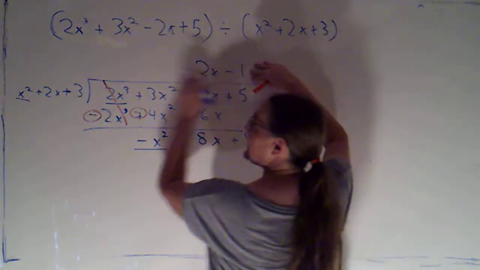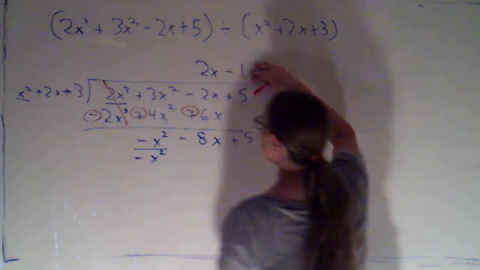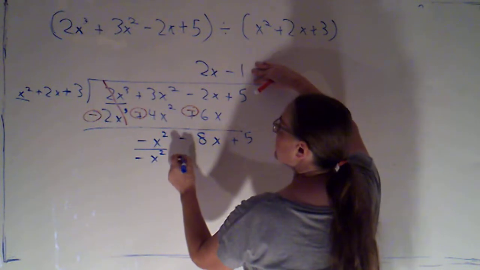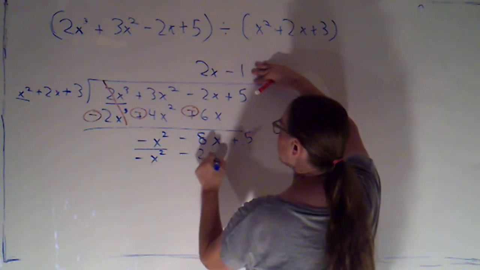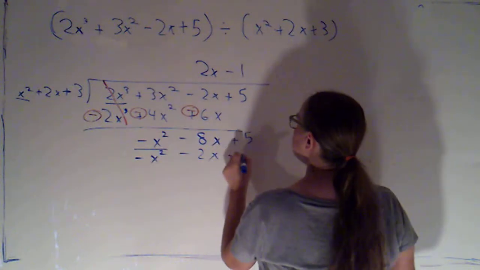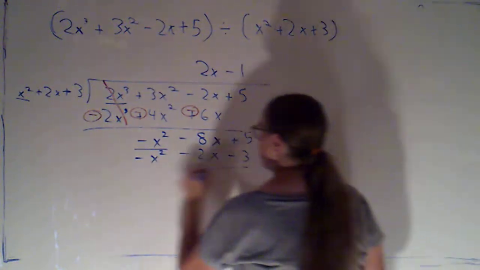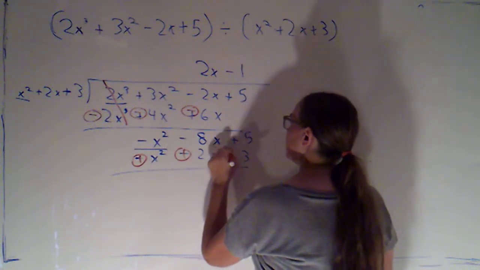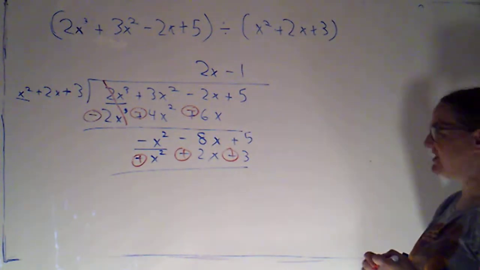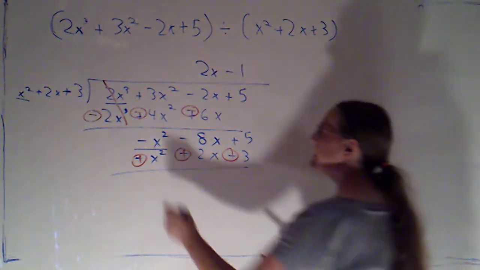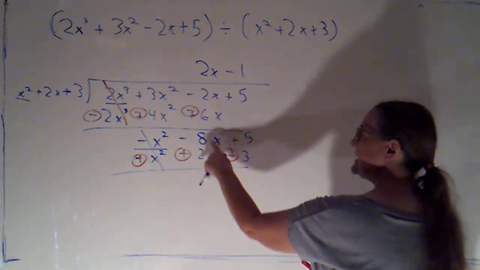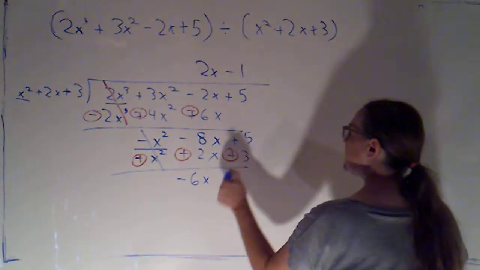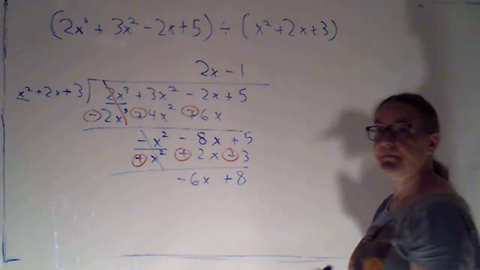All right, we multiply. Negative 1 times x squared gives me a negative x squared. Negative 1 times 2x is going to give me a negative 2x. And negative 1 times 3 is going to give me a negative 3. When we subtract, we're going to change the sign and add. So changing the sign, I've distributed my negatives. The x squareds cancel. Negative 8x plus 2x is negative 6x. 5 plus 3 is plus 8.